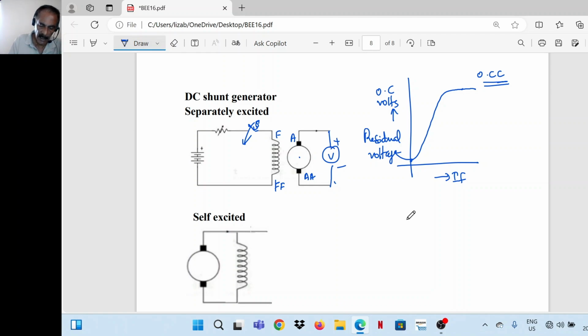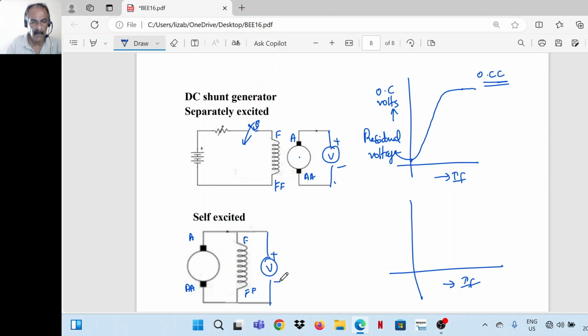Now, in the self-excited case, the field is connected across the armature terminals itself. Now assume we are bringing the machine to rated speed. Here also, if we connect a voltmeter, you will get a small voltage, which is called the residual voltage.